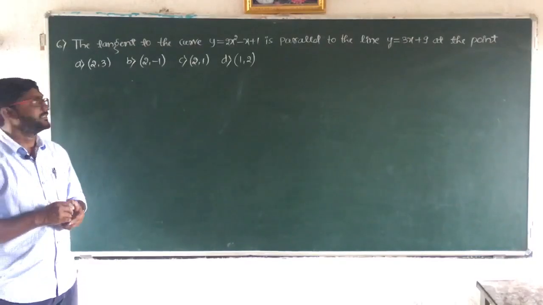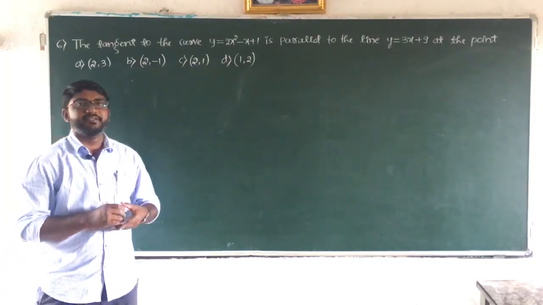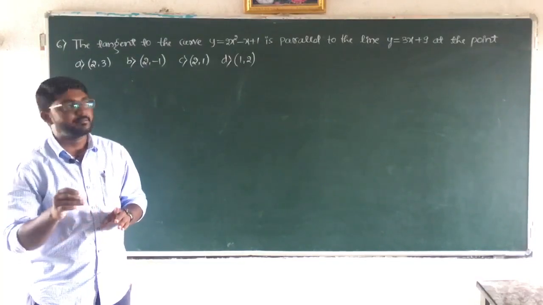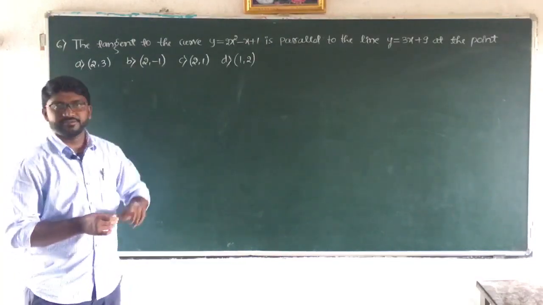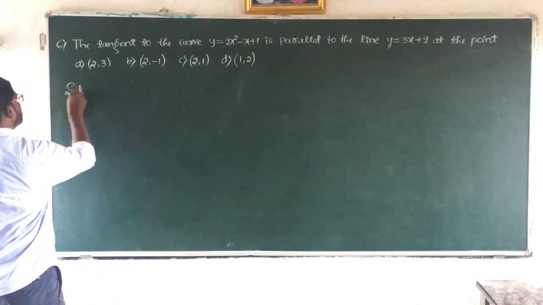So, let us solve the sixth one. The tangent to the curve y is equal to 2x square minus x plus 1 is parallel to the line y equal to 3x plus 9 at the point. And he has given 4 options, we have to find the point. So, we will consider both the curves.